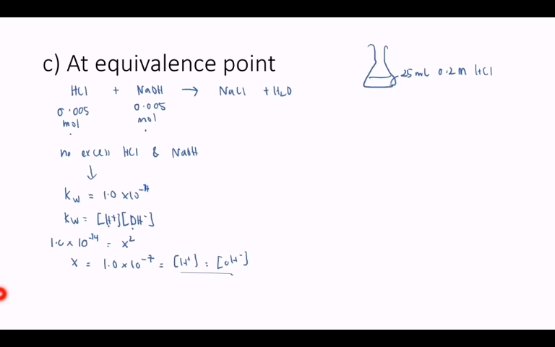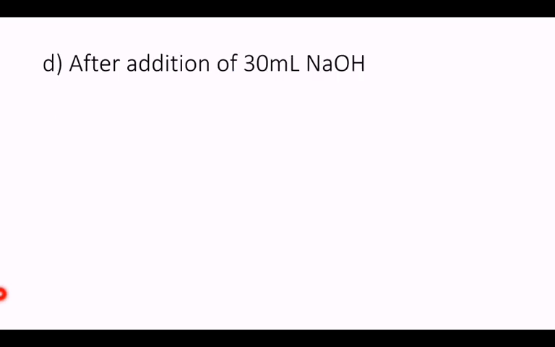So next we find the pH. Negative log H plus, so negative log 1 times 10 to the power negative 7, so you will get the pH 7. Now let's go to the last one.